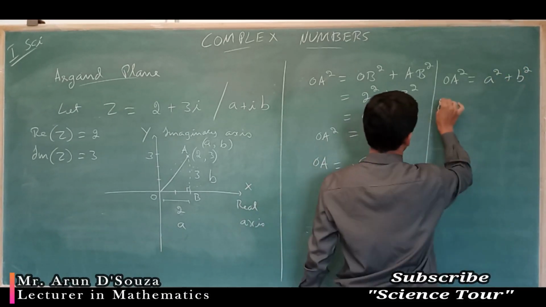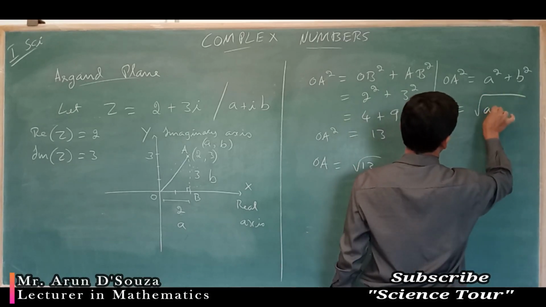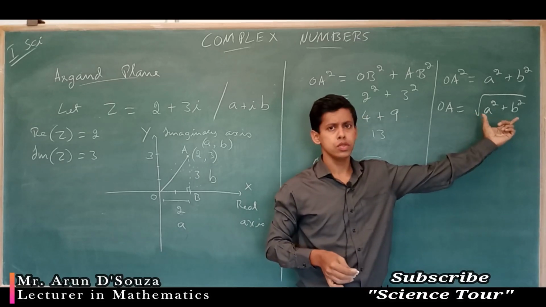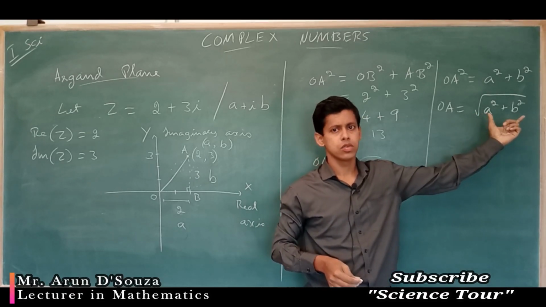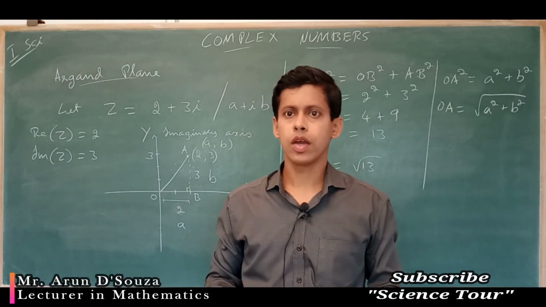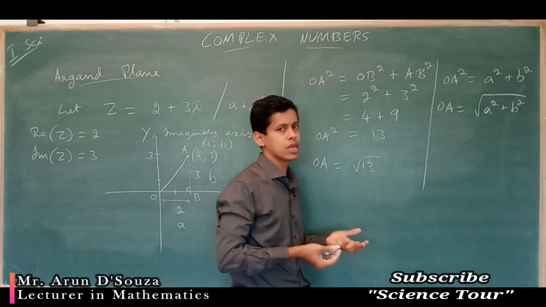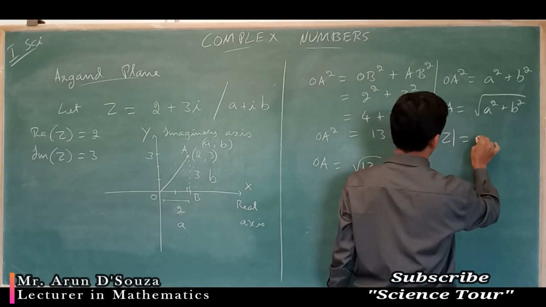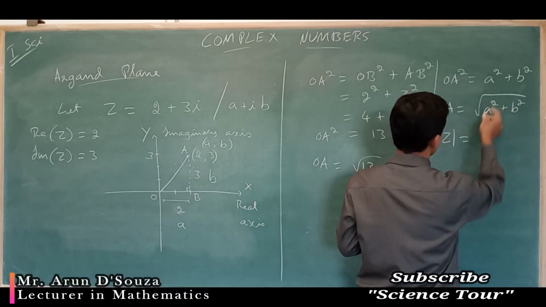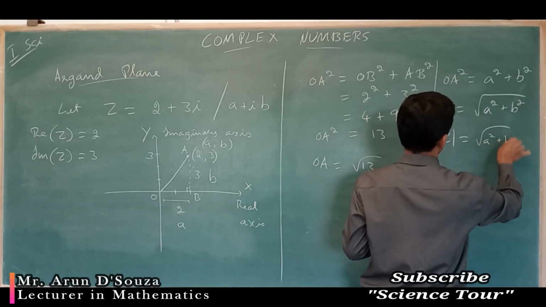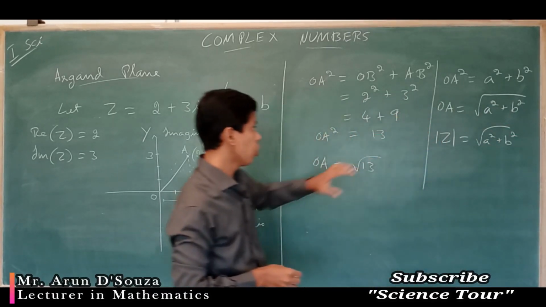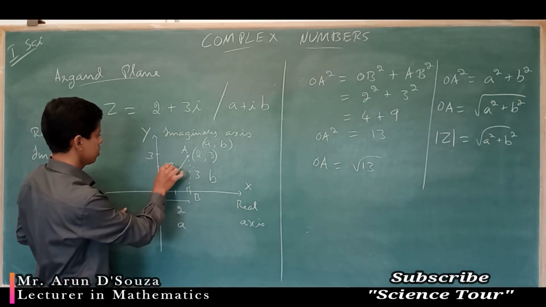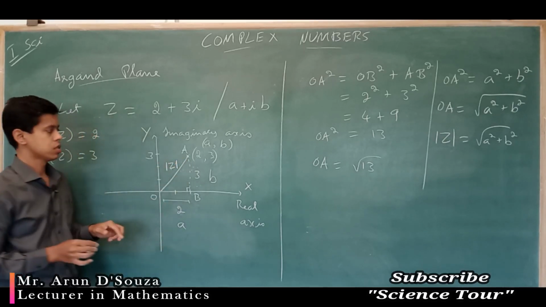And what would be OA? Square root of a squared plus b squared. Now, do you understand what this represents? So, what is this actually? Square root of a squared plus b squared. We have learned that already, and that represents the modulus of z. So, modulus of z is nothing but the square root of a squared plus b squared. Therefore, this length OA is actually the modulus.